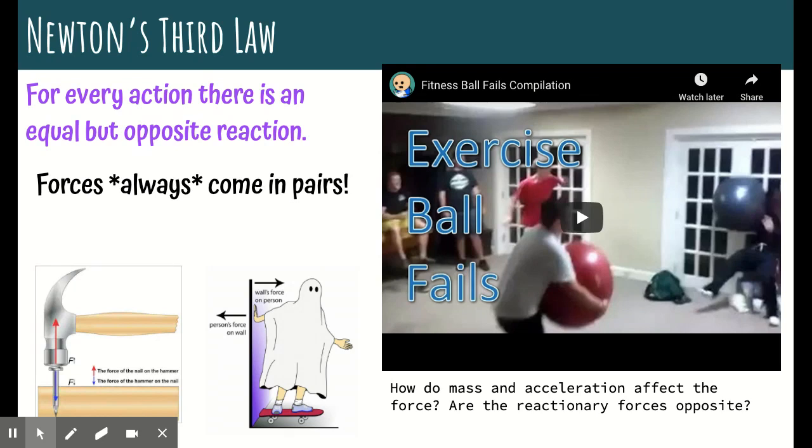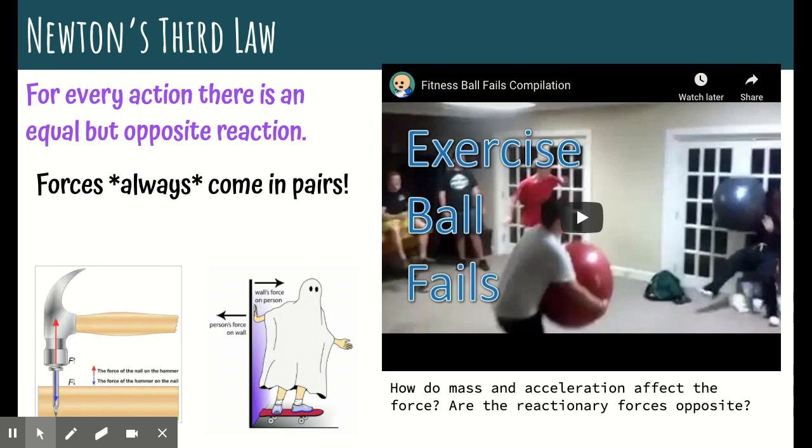Same idea here with this person on a skateboard pushing off of the wall. You have an action force of the person pushing against the wall, and then the wall gives an equal but opposite reaction. So that's why the person pushes away from the wall. You applied pressure to the wall, but the wall pushed you back and propelled you forward.